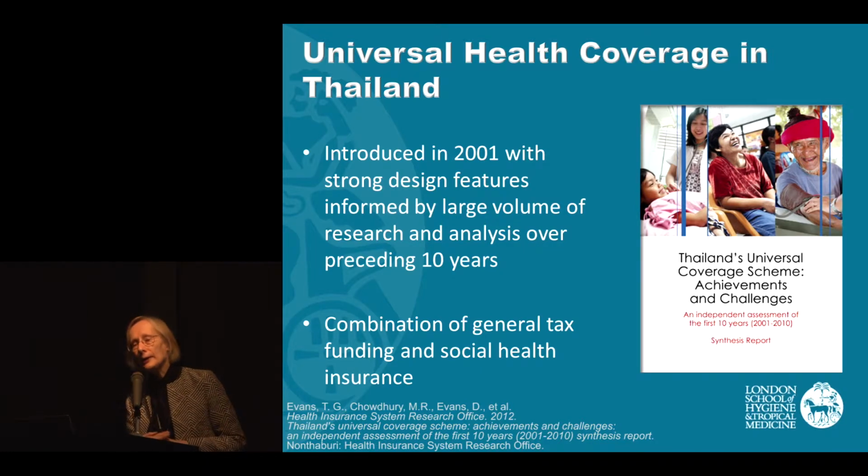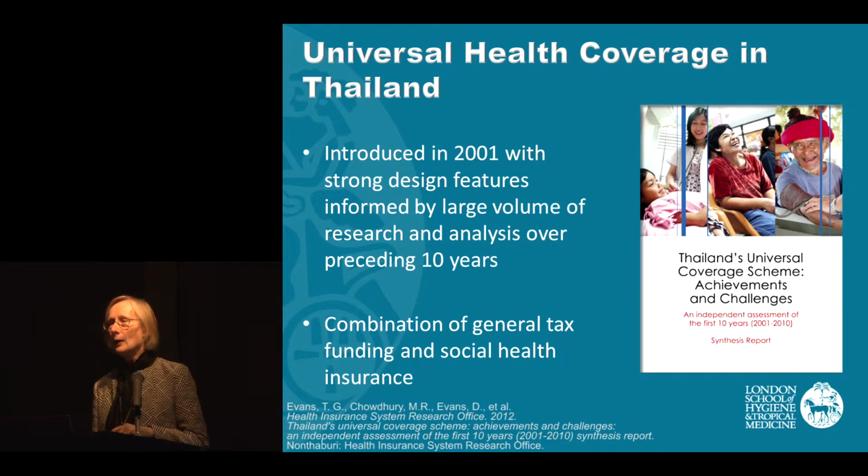Thailand is unusual because it used a combination of general tax funding and social health insurance. In general, in Asia, general tax funding has not been a popular source for larger amounts of money going to health. Governments have wanted to put much more emphasis on social health insurance and then extending insurance to the informal population. For example, as Vietnam has done, as China decided to do. So Thailand is unusual in having general tax funding as the major contributor to the funding of universal health coverage.